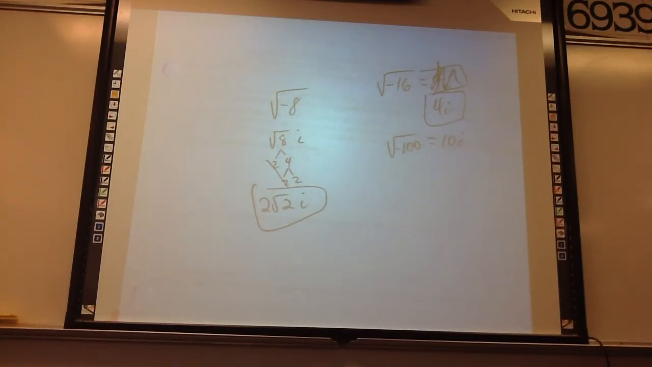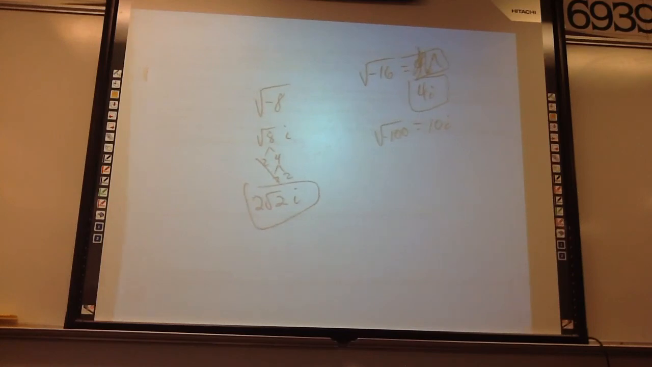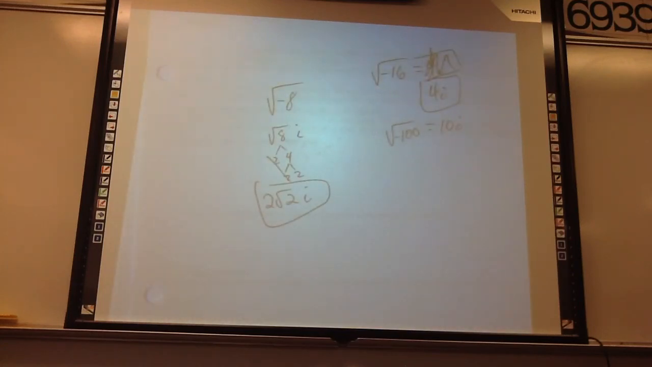Whenever you have a negative, yeah, that's it. Wait, so what's the point of this? Finding the zeros of quadratics. We're working with imaginary numbers. Remember I told you imaginary numbers are used in electronics.